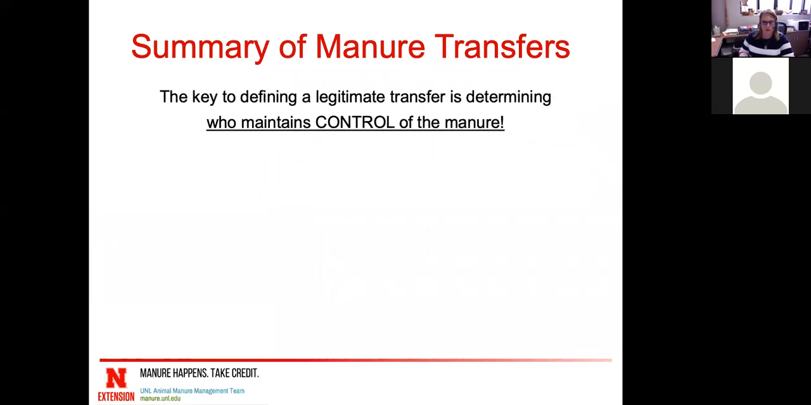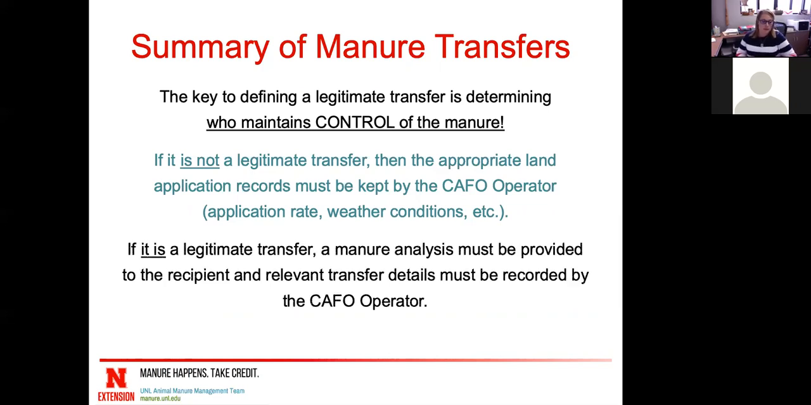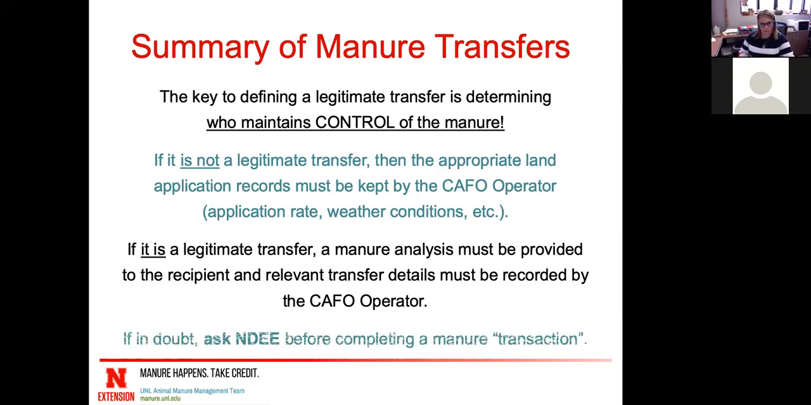So, just a summary: the key to defining whether a manure transfer is legitimate is determining who maintains control of the manure. If it's not a legitimate transfer, then the CAFO operator is going to record all of the normal records about where it was applied, what the weather conditions were, and how it was applied. If it is a legitimate transfer, then the CAFO operator needs to supply the recipient with a manure analysis, and then record all of the relevant details of that transfer.